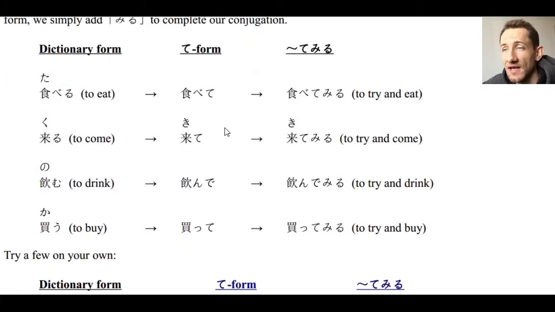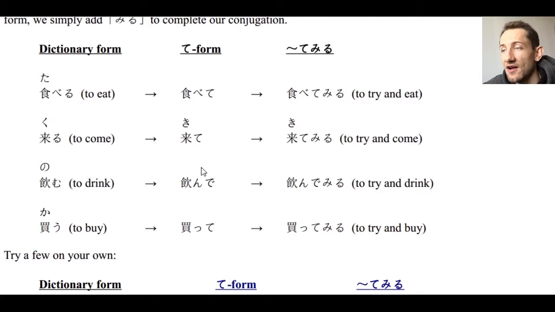So we have some quick examples here. For example, we have taberu. The te form is, of course, tabete. We add miru, we get tabete miru. So we get something like "to try and eat." We have kuru, we get kite, kite miru. Nomu, nonde, nonde miru. Kau, katte, katte miru. You'll notice, hopefully, that this works the exact same for our type 1, type 2, or type 3 verb. Every verb is conjugated the exact same way. You just simply add miru to the te form.